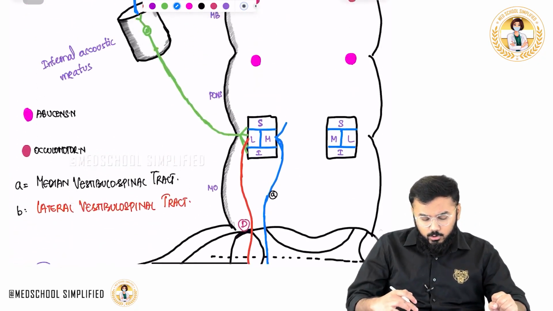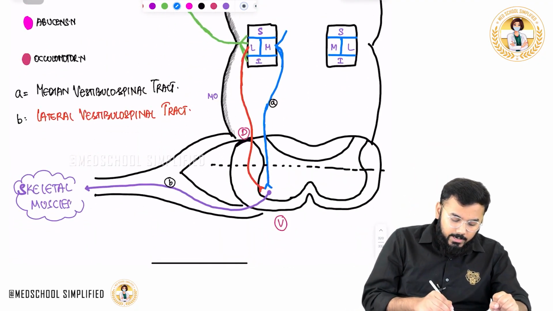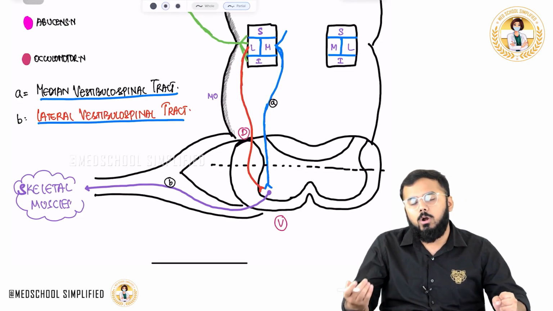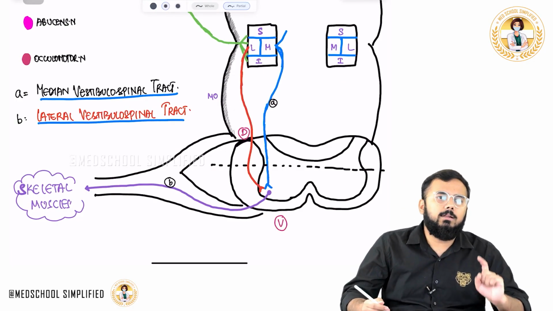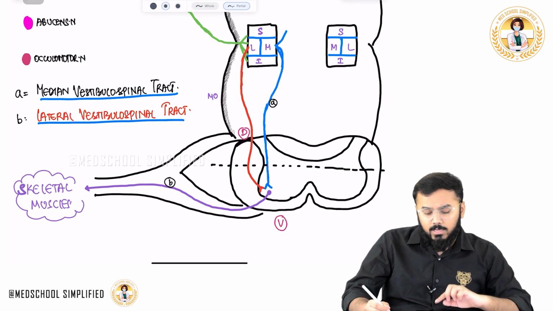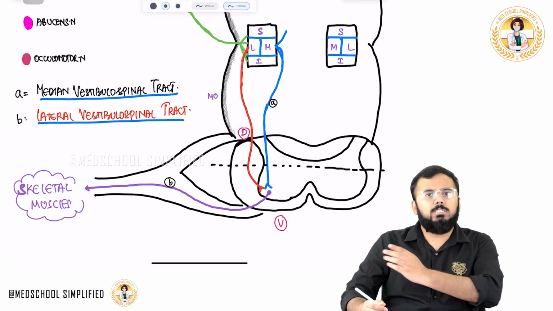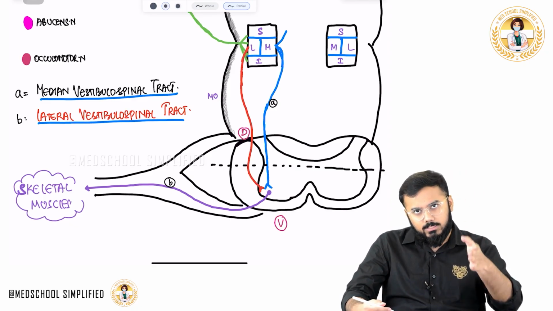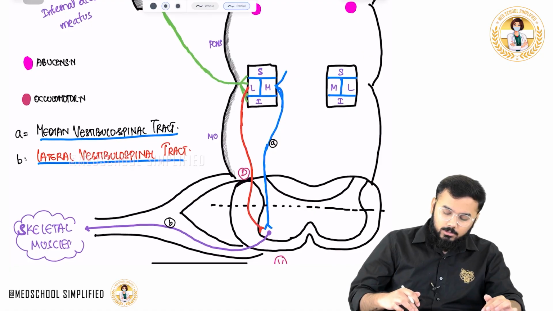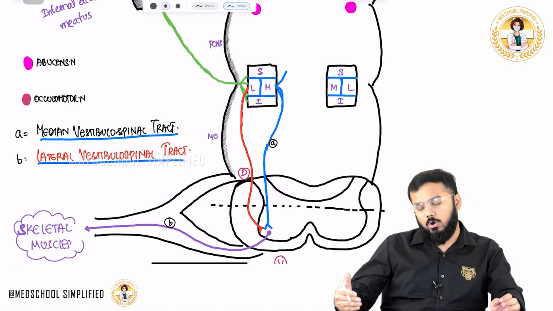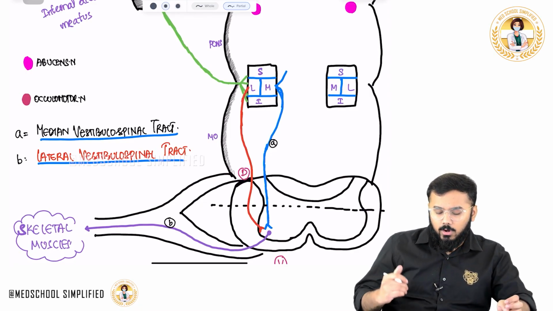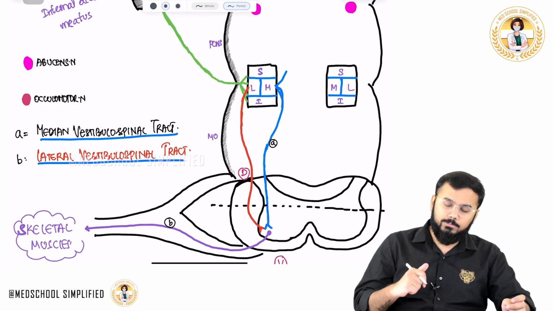By the way, tell me, these two tracts I have discussed, the medial vestibulospinal tract and the lateral vestibulospinal tract, are they ipsilateral or contralateral? What do you mean by ipsilateral? What do you mean by contralateral? If the tract is going to the opposite side, that is called contralateral. If the tract is on the same side, that is called ipsilateral. Now tell me, did the blue colored line cross to the opposite side of the spinal cord? No. It is on the same side. So that is why you call these two tracts ipsilateral.